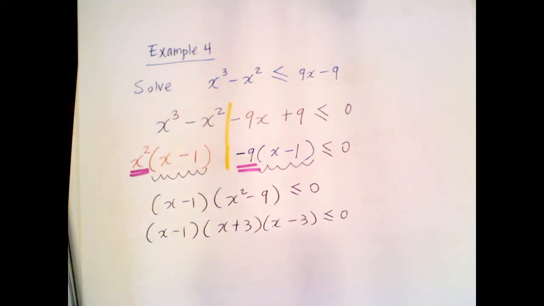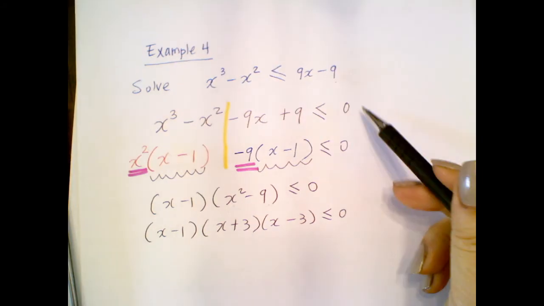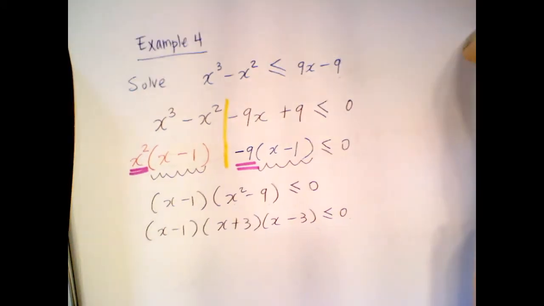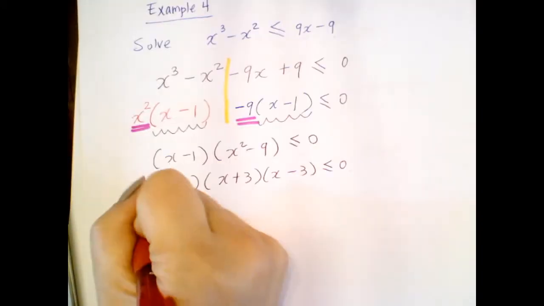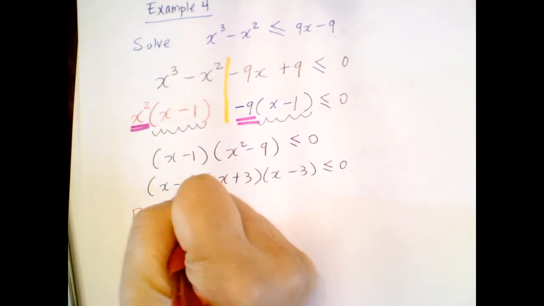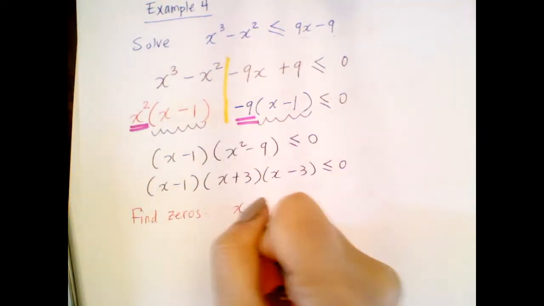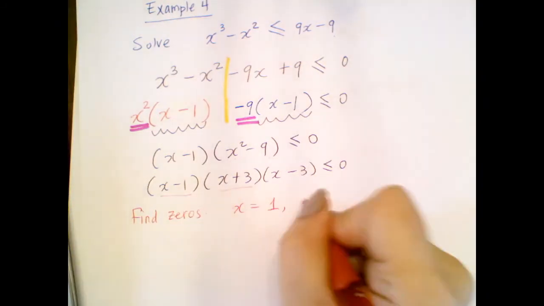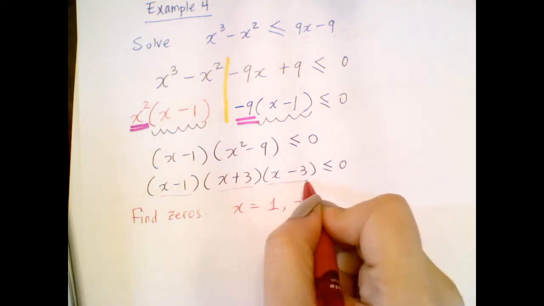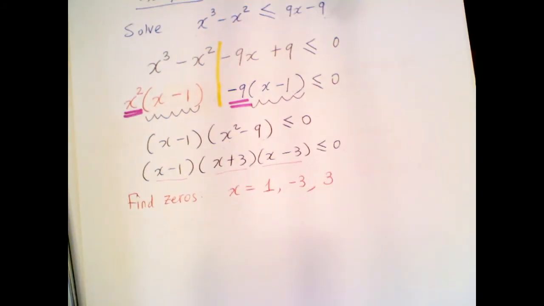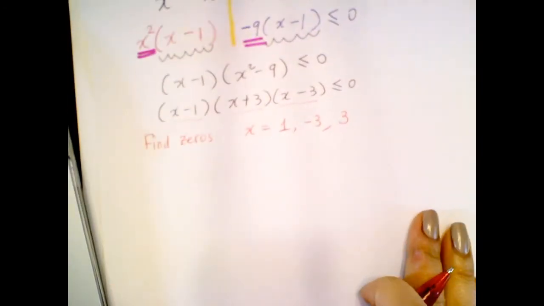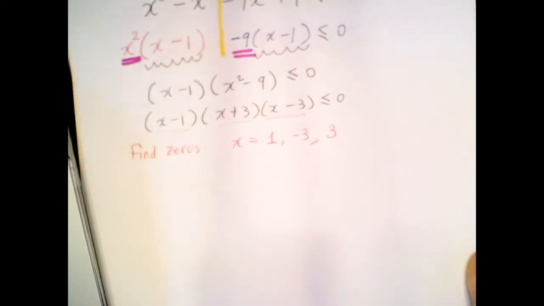And now guys, look, this is where I got you started on examples number 1, 2, and 3. It took us about 4 lines to get there, but now we're going to go ahead and solve this, okay? Remember, find zeros. What are the zeros here? x equals positive 1, x equals negative 3, and x equals positive 3. Now these are the 3 zeros or boundary points that I'll plot on my number line. Okay, you ready? So let's go ahead and draw a number line.